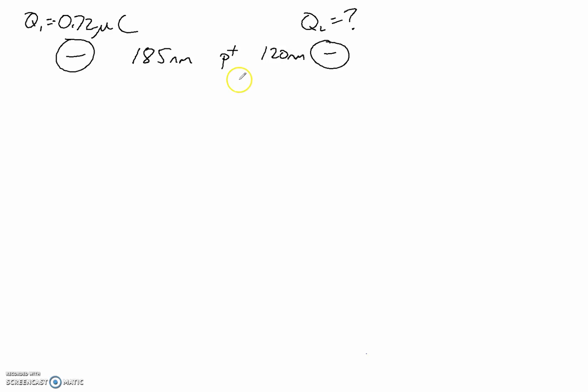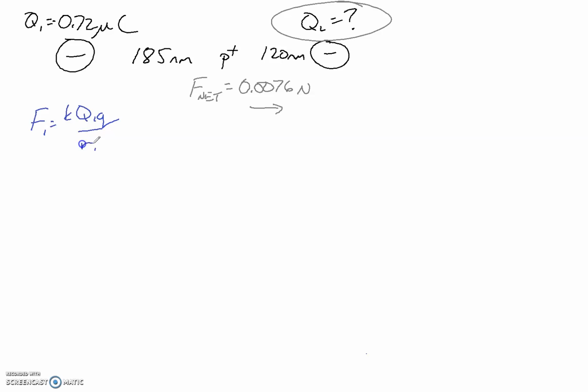has got a net force or total force on him. Let's say the net force on our proton is 0.0076 newtons towards the right. So we are going to try and find out what the value for our second charge is. Okay, well, let's just start with one thing at a time. We can find the force from Q number 1. So force from Q number 1 would be KQ1Q over radius 1 squared. So let's find the force for that one over there.